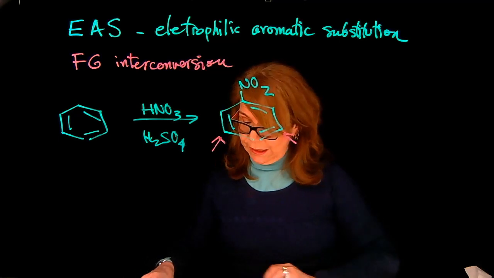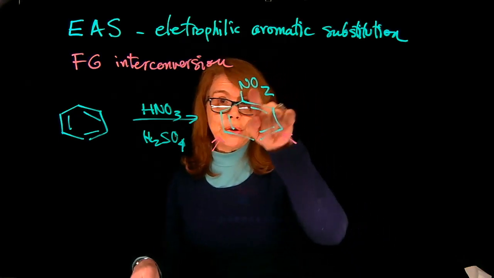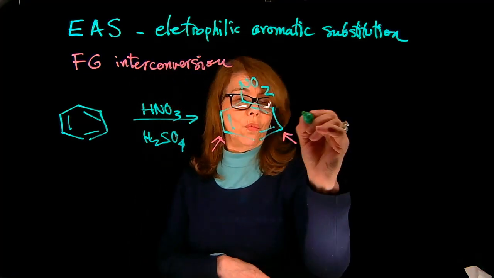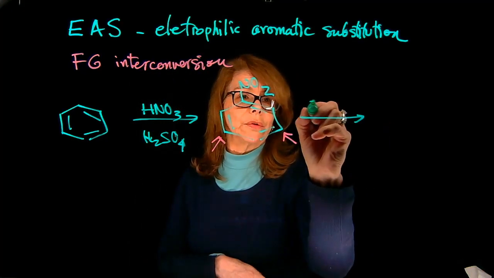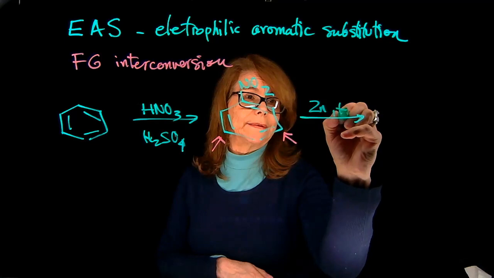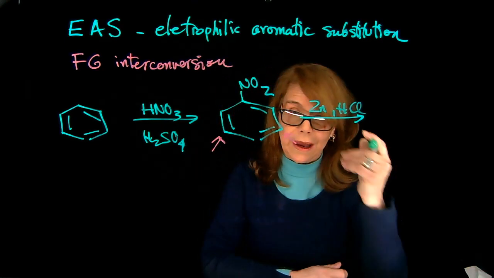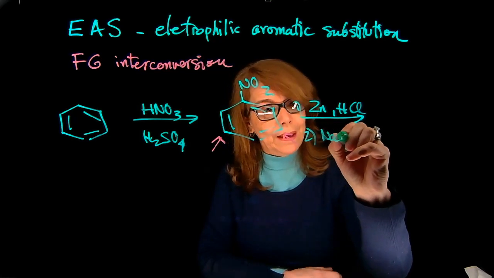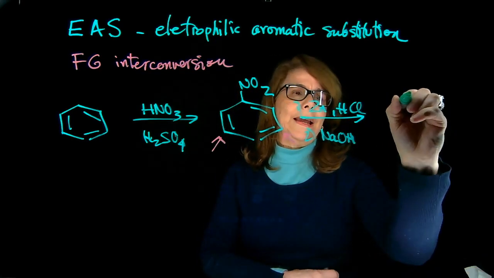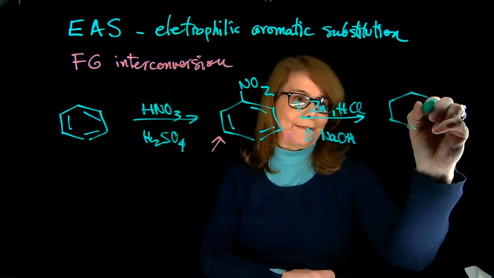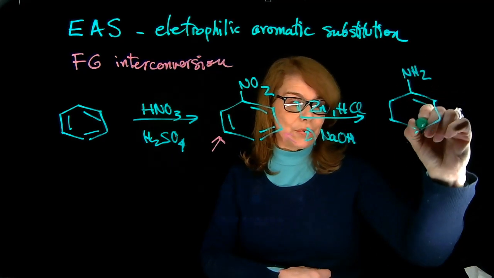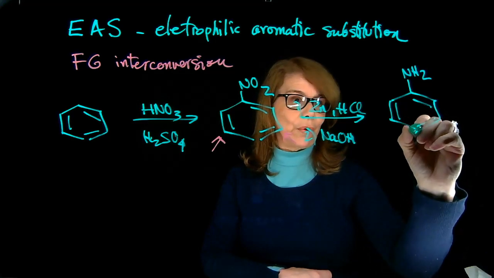But what if I now reduce that group to an amino group? Here, if you wanted that, you can use zinc, for example, in hydrochloric acid, followed by base, and you will get the reduction of the nitro group to make aniline. So you have reduced that nitro to an amine.